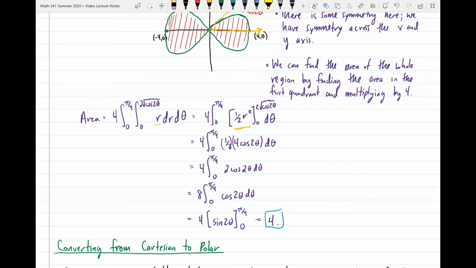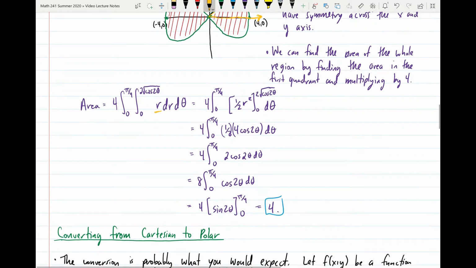So this is a nice way to build up why it is that even when we're doing single integrals and we want to find area bounded by polar curves, we use this 1/2 times r squared. Because if you think about it as double integrals, we're taking the antiderivative of r with respect to r, which gives us that 1/2 times r squared term. So that's kind of interesting.